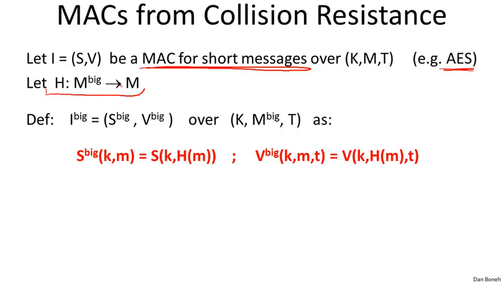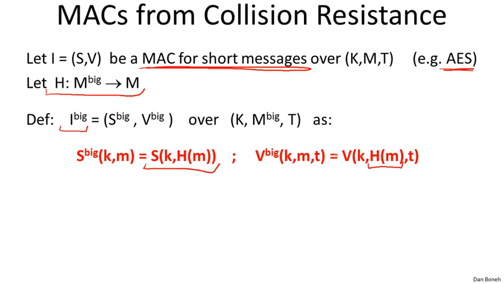Then we can define a new MAC, let's call it I big, which MACs large messages, and we define it simply by applying the small MAC to the output of the hash function. And how do we verify a MAC? Given a tag, we verify it by rehashing the given message and then checking that the small MAC verifies under the given tag. This is a very simple way to show you how collision resistance can take a primitive that's built for small inputs and expand it into a primitive that's built for very large inputs.